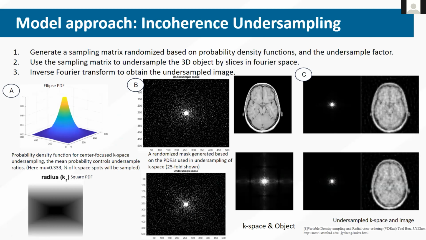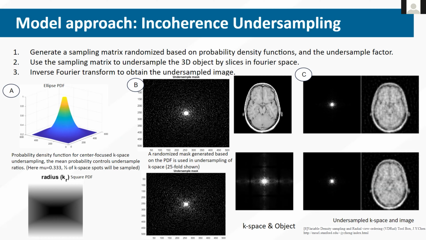So our model starts with generating an undersampling data acquisition from the original image. We control such undersampling ratio by generating a probability density function with our mean probability defined as a ratio of undersampling. Like in figure A here, we use a multivariate probability density function with round shape and generate the probability density function at a mean probability of 0.333, so that we assume a 1-to-3 ratio of undersampling.